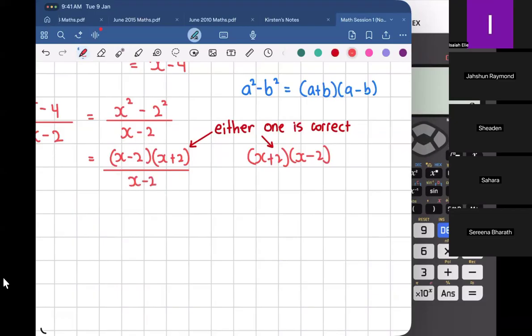So Joshua, are you seeing anything in common there that could potentially cancel off? Is there anything in common between the top and the bottom that could cancel off? The 2, sir. The 2? You want to do this?